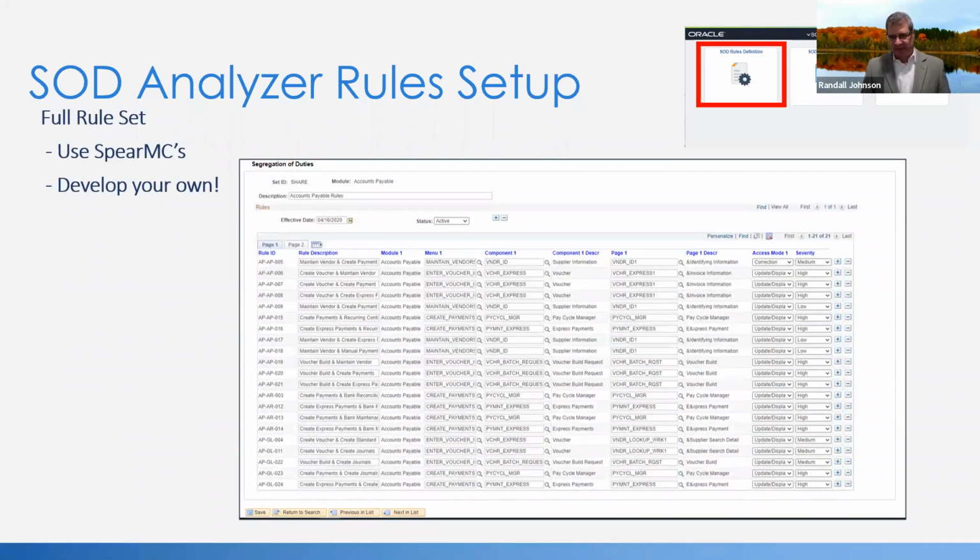I think I might have belabored this point a bit much, but once you've got the SpearMC pre-built rules, you can add, subtract, do whatever you want to the rule sets, maybe create a new effective dated row and inactivate the ones that we deliver so that by the time you're ready to run the rules engine for the first time, you're running the rules that you believe are appropriate for your organization.